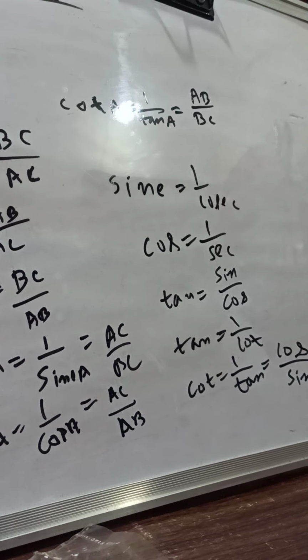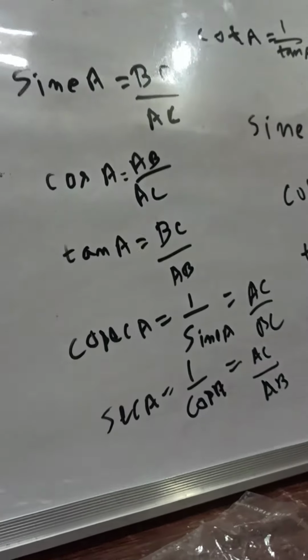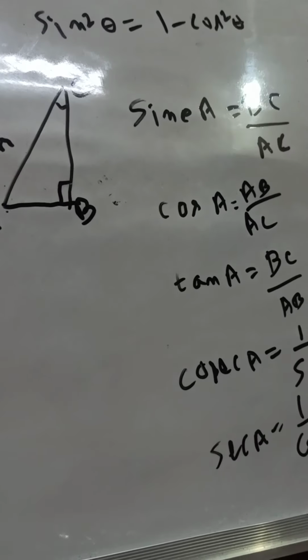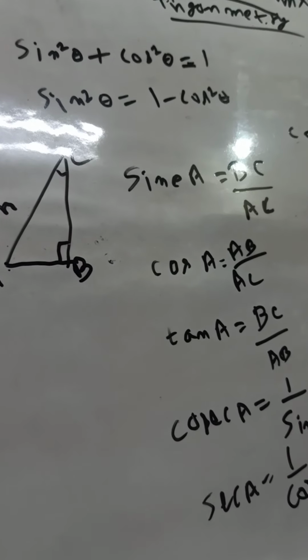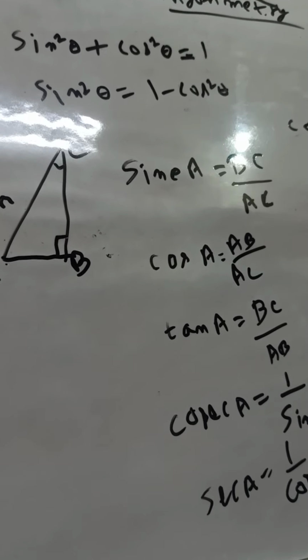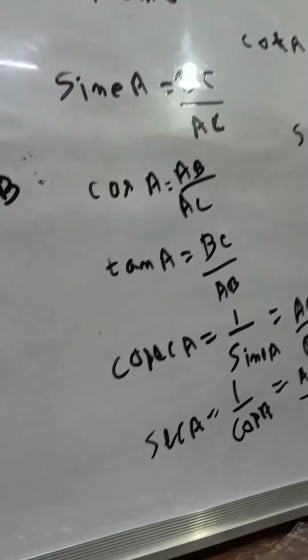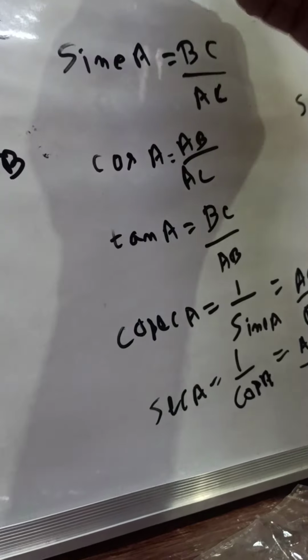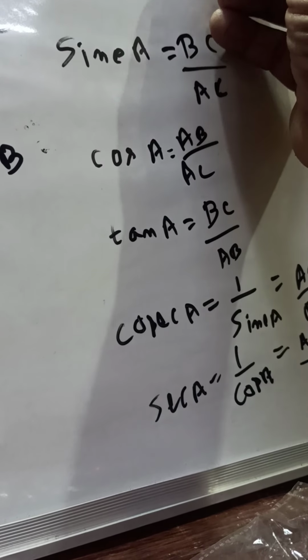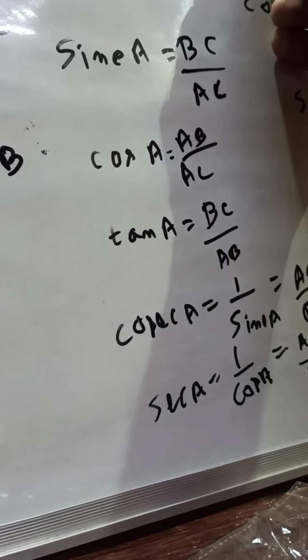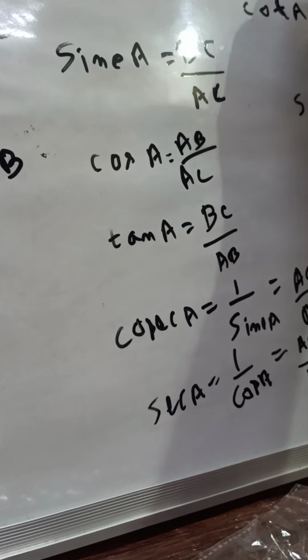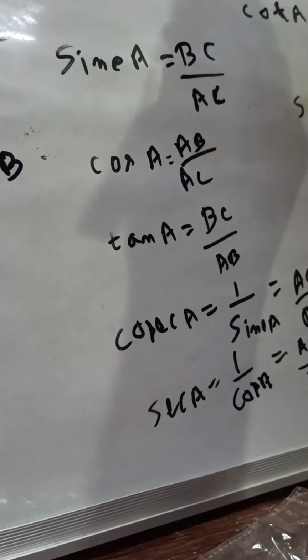Sin square theta plus cos square theta is 1. I have written in the top. So sin square theta will be equal to 1 minus cos square theta, and cos square theta will be equal to 1 minus sin square theta. Same thing I can write here. Cos square theta is equal to 1 minus sin square theta. In algebra I have seen it.